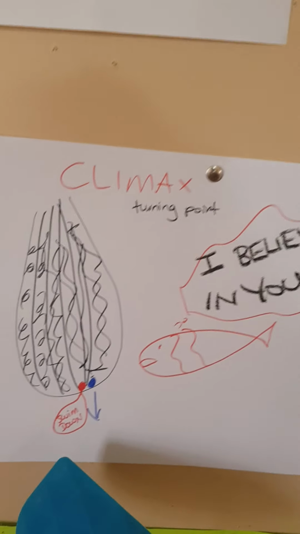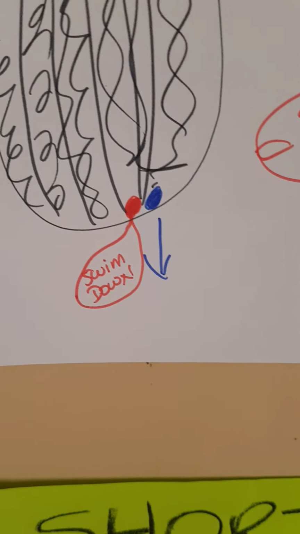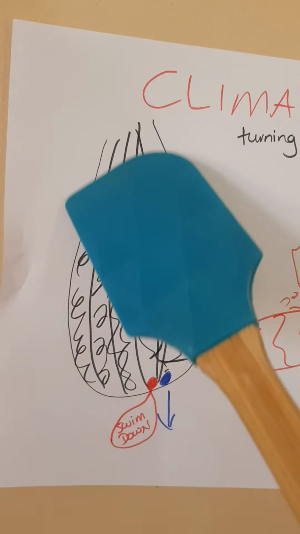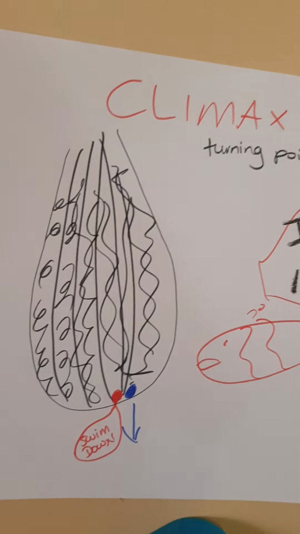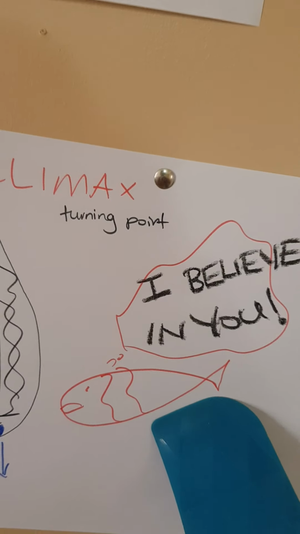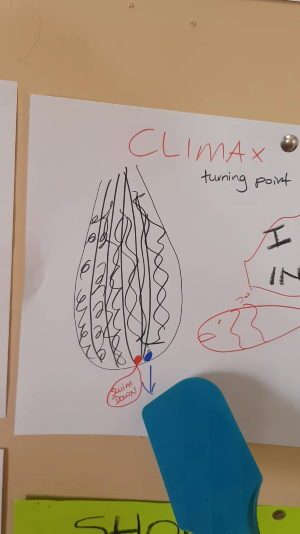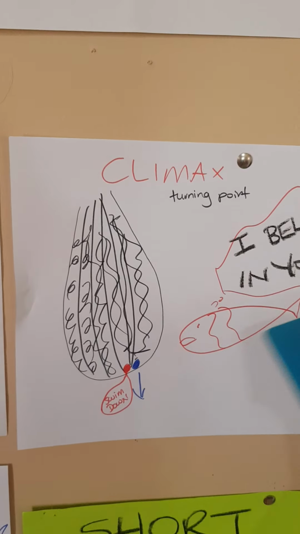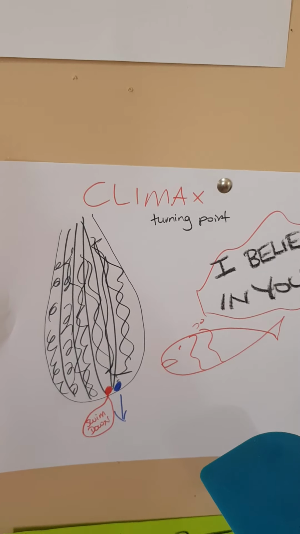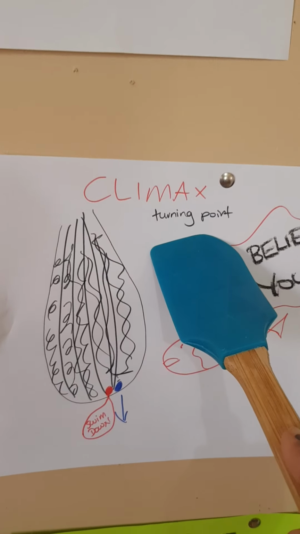So you'll see Nemo and what's her name, Dory here, saying swim down, and telling all the other fishies to swim down, right? And then father says, I believe in you, Nemo, you can do it. Everyone, swim down, listen to my son, which was nothing he would have ever said before, right? So this is the climax or the turning point of the story.